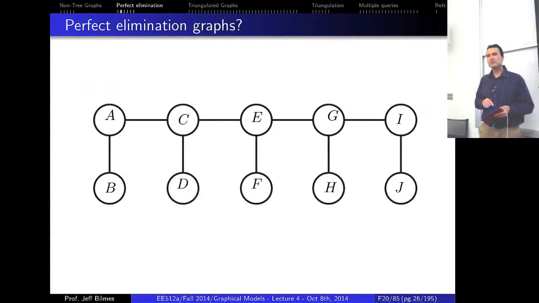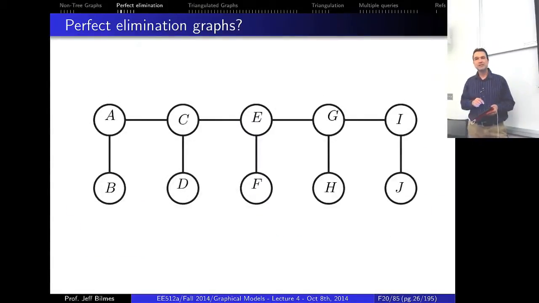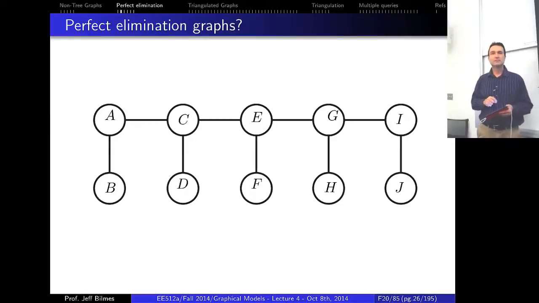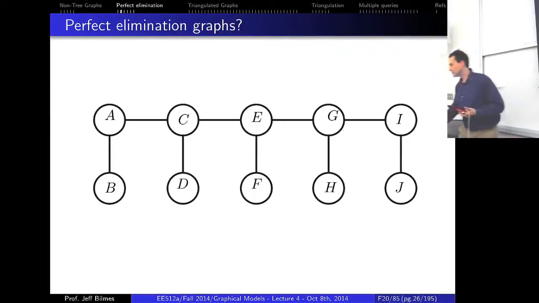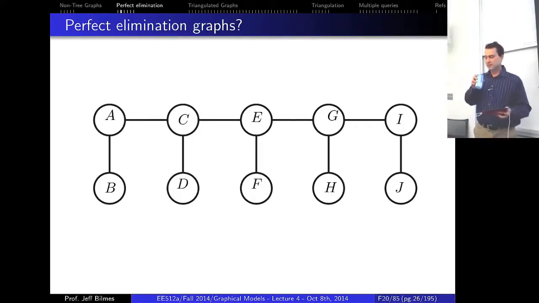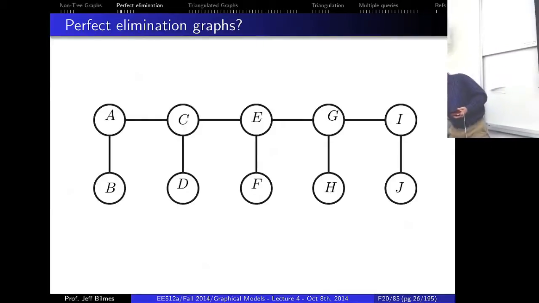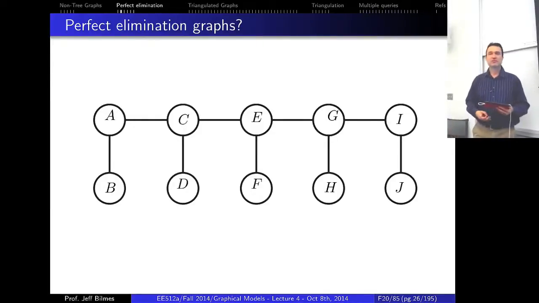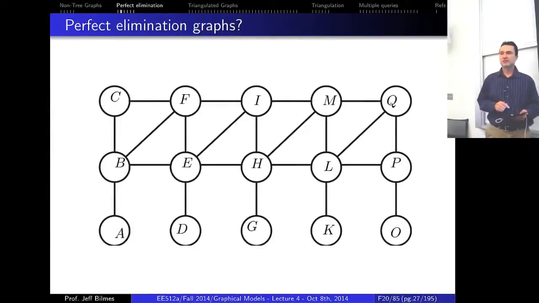Okay, so let's do a couple of sanity checks. Is this a perfect elimination graph? Yes. Does anyone recognize this graph? It's a hidden Markov model, which happens to be a tree. So a hidden Markov model is a tree. For you sequential processing types, you realize that you've been working with trees all these years.